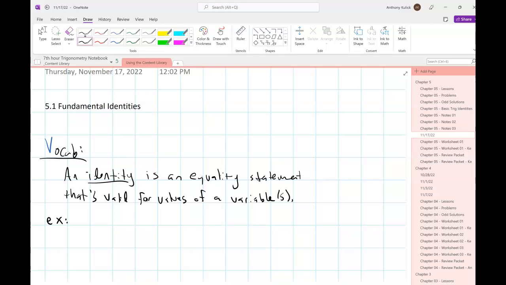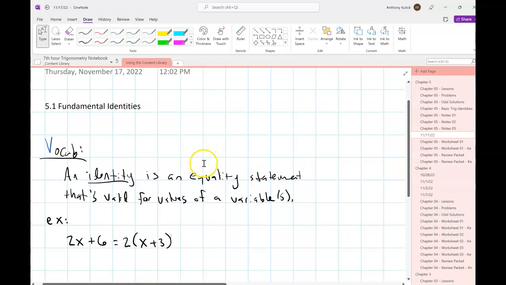So for example, a pretty dumb identity would be something like 2x plus 6 equals 2 times x plus 3, right? Well, that's always true, no matter what the value of x is. That's not particularly informative because it's pretty narrow, but that's something.